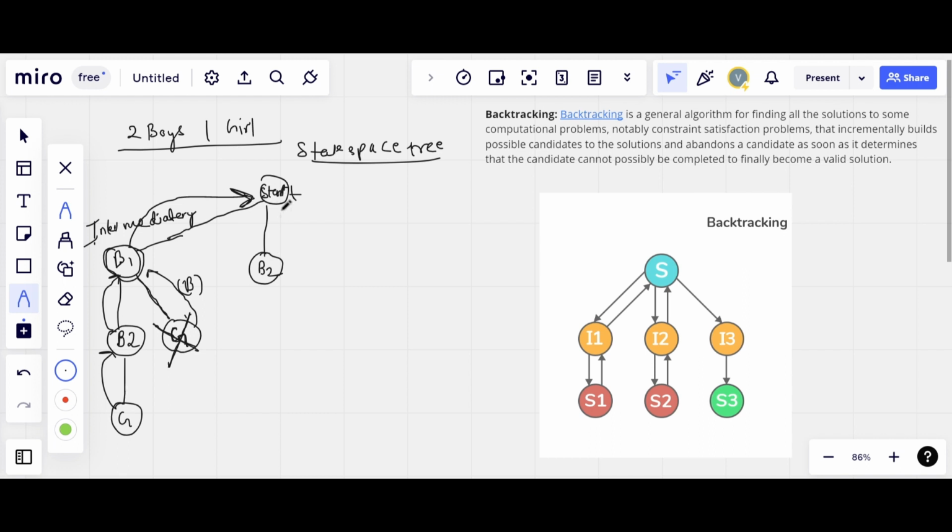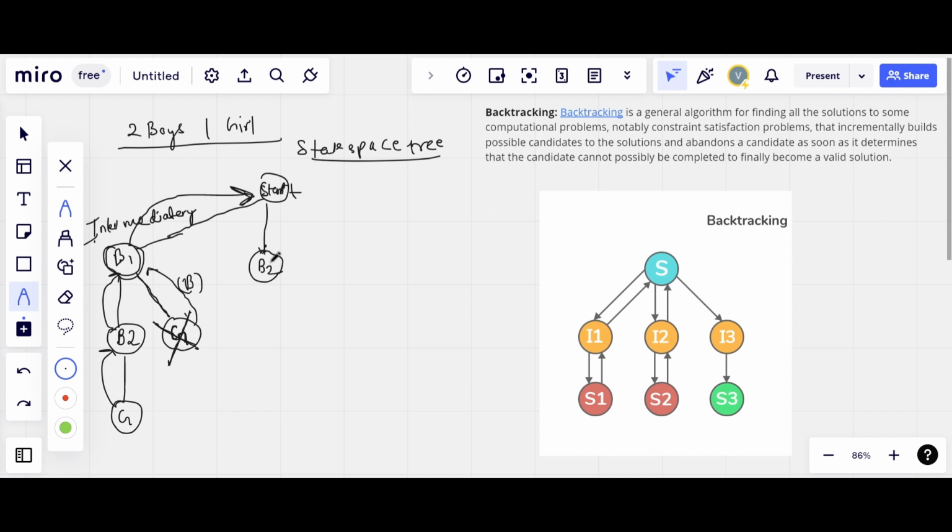So we are now exploring the other solution from the start. If B2 sits at this level, it meets our explicit constraint that the girl cannot sit in between. Now we can choose B1, right? The boy B1 can sit and the girl can sit at the last. So this path is also a feasible solution. From girl, this path is also a feasible solution.